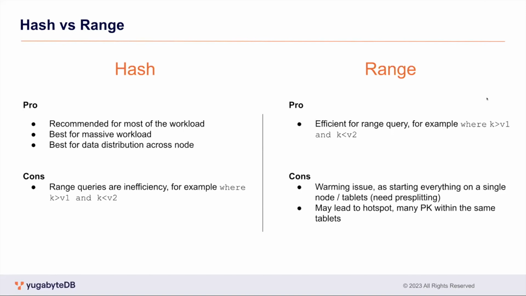But there are some cons. There is a rounding issue first. If you don't pre-split, by default, because it's a range, everything will go to the first tablet, because you want to put them within the same range. It may lead to a hotspot. If you have a lot of primary keys within this range, within the same tablet, that means they may go to the same node. So there are some cons that you need to be careful of for the range. Again, we really recommend the hash unless necessary.